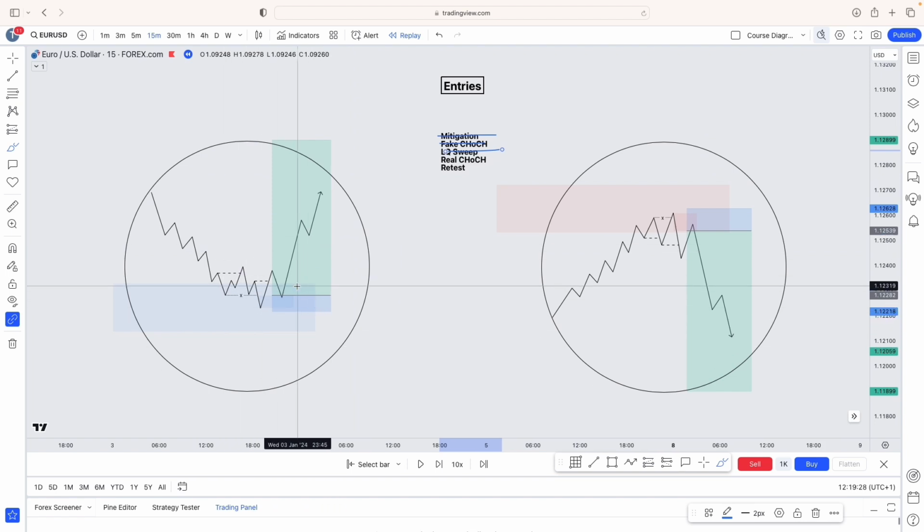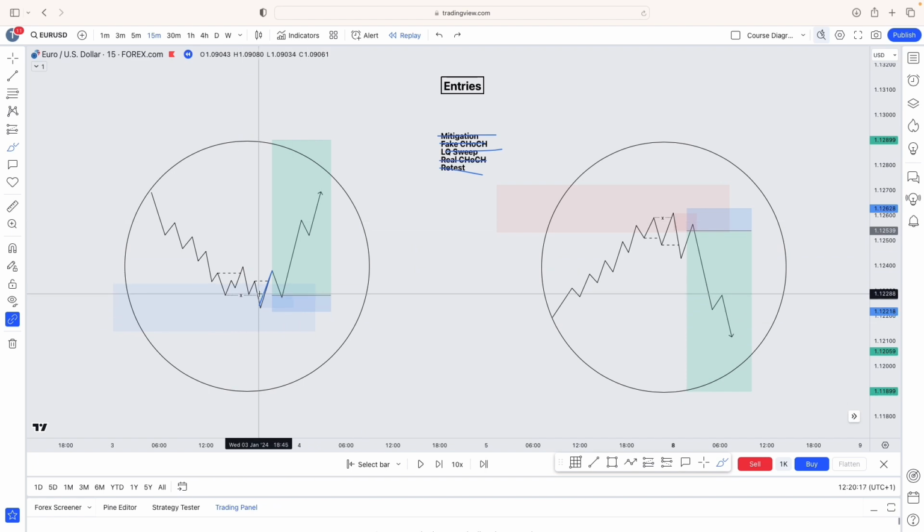Then what we wait for is another CHoCH, right? We wait for a shift in fractal structure again, which is now the real CHoCH, okay? So we've had the fake CHoCH, we've swept the liquidity, and now we have that real CHoCH here. So this now is where we want to get involved. We want to get involved after we've swept that strong liquidity and we have another fractal structure shift to the upside.